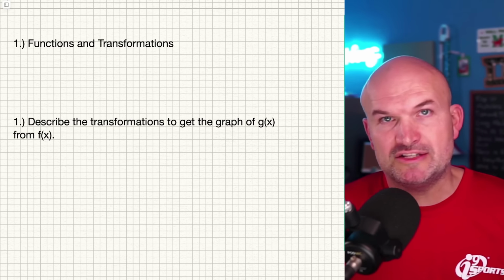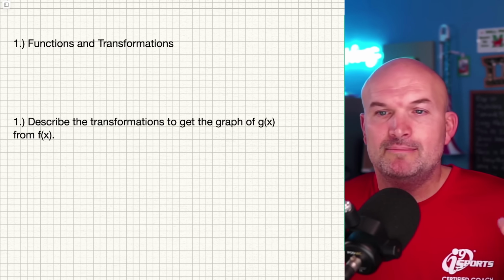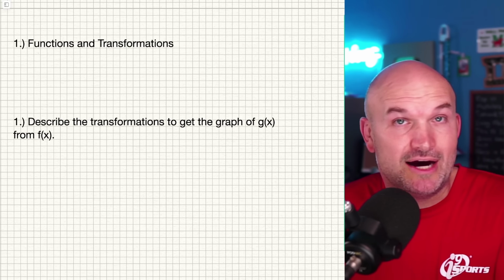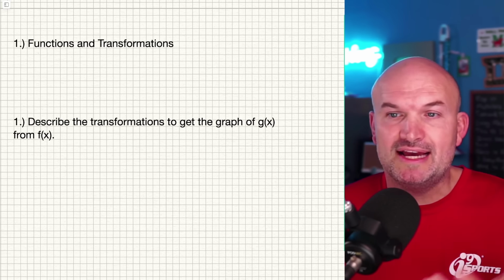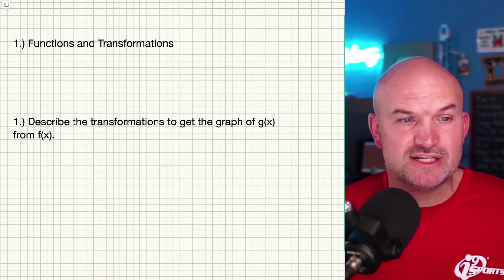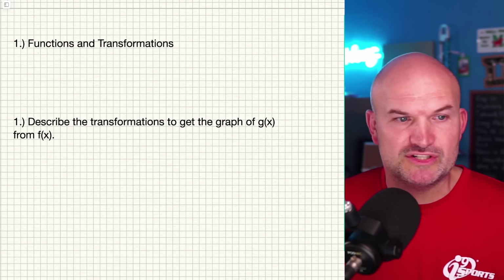functions as well as transformations. So we want to look at, make sure you know the domain and the range, even and odd, make sure you know how to identify them algebraically as well as graphically, as well as be able to describe the transformations of a function. So that's the problem that I'm going to start off with.